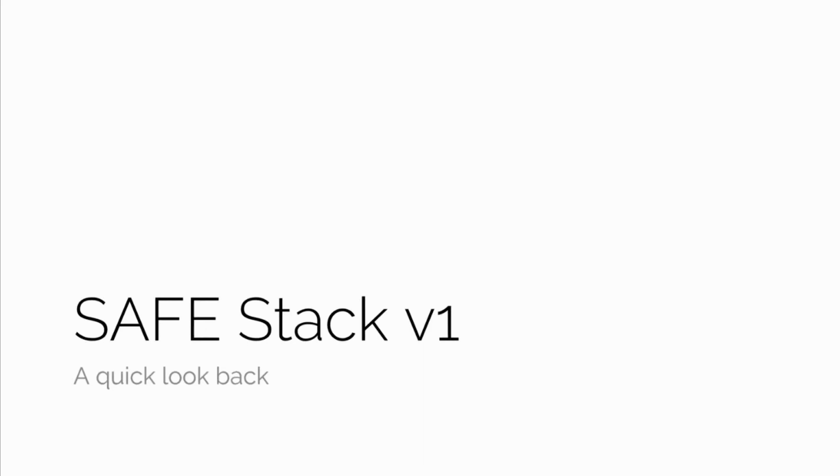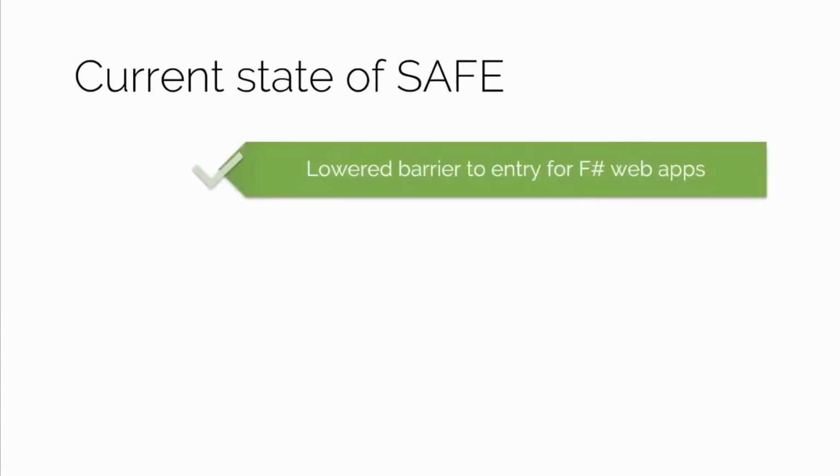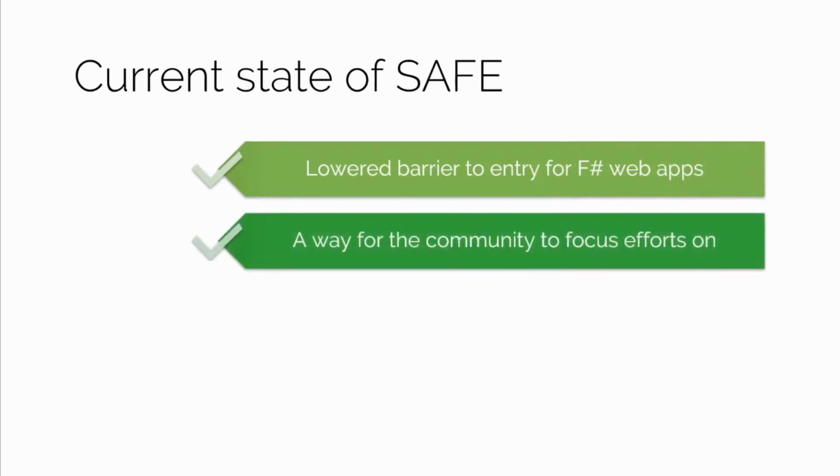So just a quick look back at where SafeStack was and what it's achieved so far. Looking at the current state of SAFE, some of the things we have definitely achieved is I think we've really lowered the barrier to entry for F# web applications now. Again, SAFE hasn't invented any of these techs, Fable, Giraffe, ASP.NET, Elmish. These are all things that people have done already. I think all we've done is provide a place that people can focus around and where they can look to get some guidance, where we can get them up and running as quickly as possible. And it's kind of just a brand more than anything.